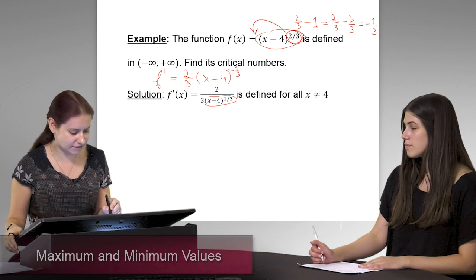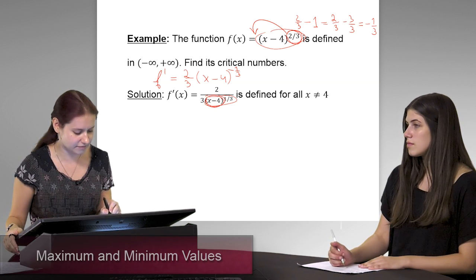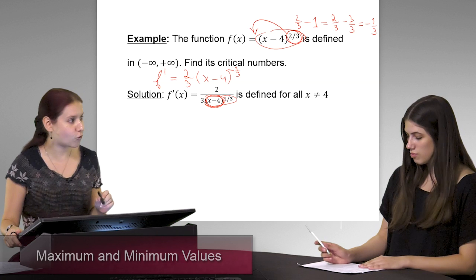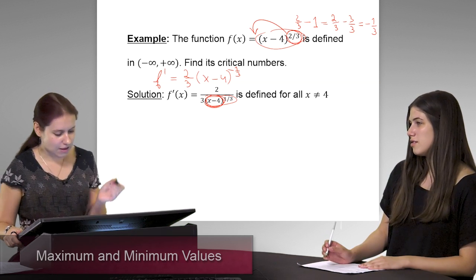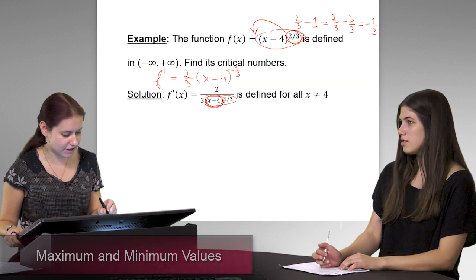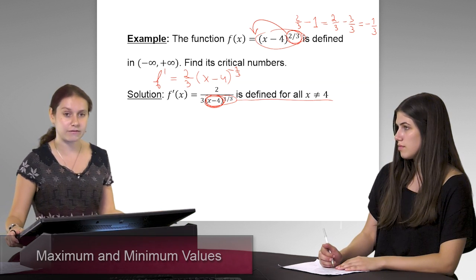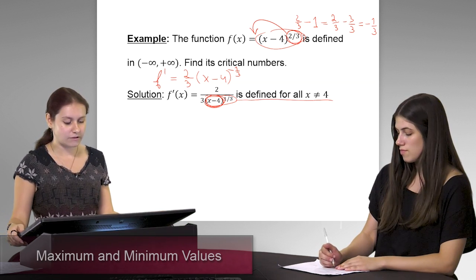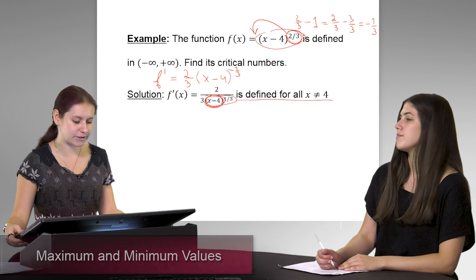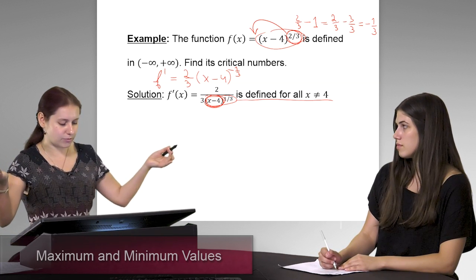So here you look at the denominator and you can immediately say 4. The derivative does not exist when x is 4. So the derivative is defined only for all x but 4. So this is going to be a critical number. It's coming right away from this.